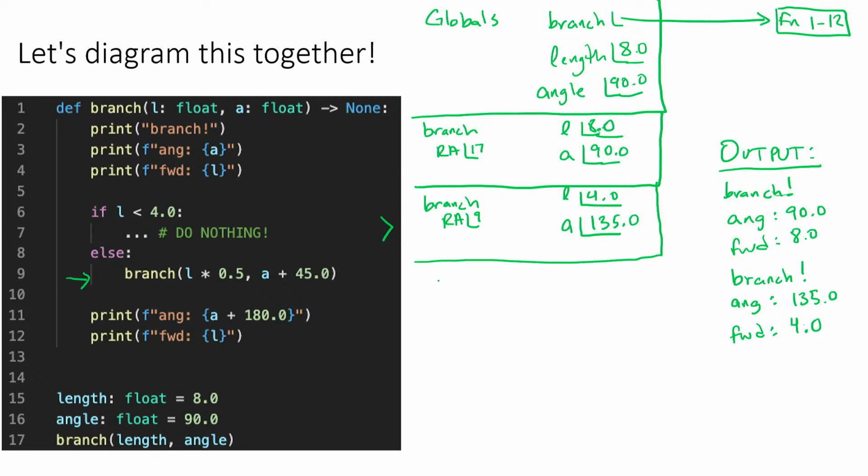And we set up a new frame. Branch, return address is line 9 again. And this time around, L is 4.0 multiplied by 0.5, or half of 4. So that's going to be 2.0. And A is 135 plus 45. So that's 180.